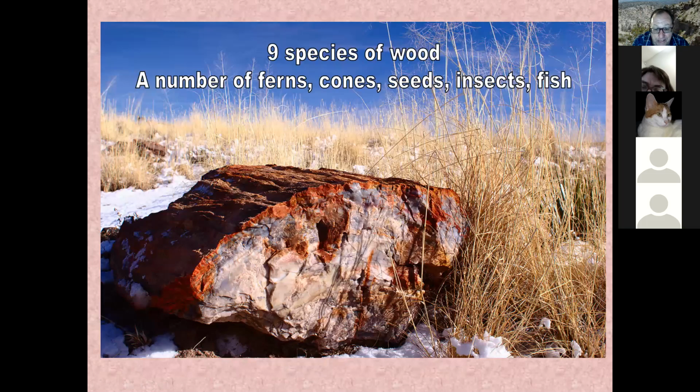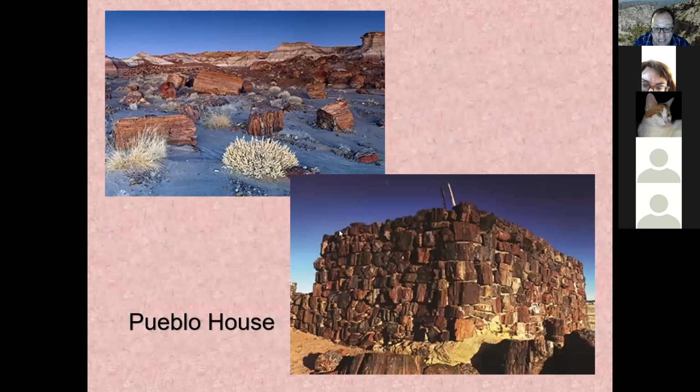Of course, Petrified Forest, known for its petrified trees, ferns, cones, seeds. They do find fossilized insects and fish within the park also. Here's a picture of just a lot of petrified wood laying on the ground. It's amazing that these things are huge.